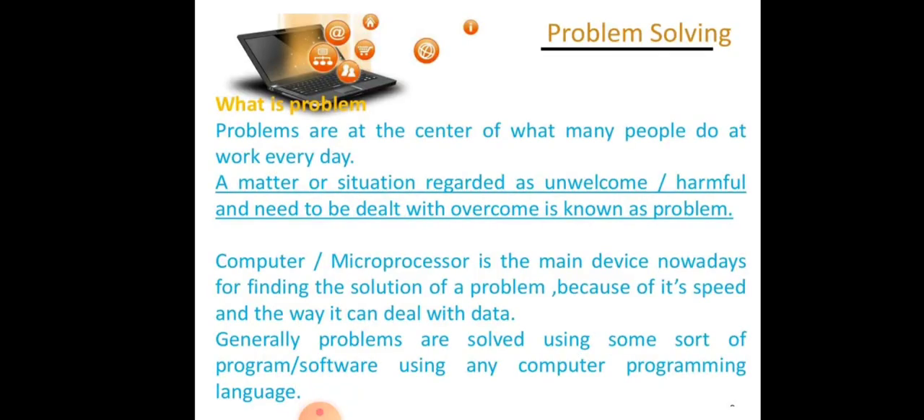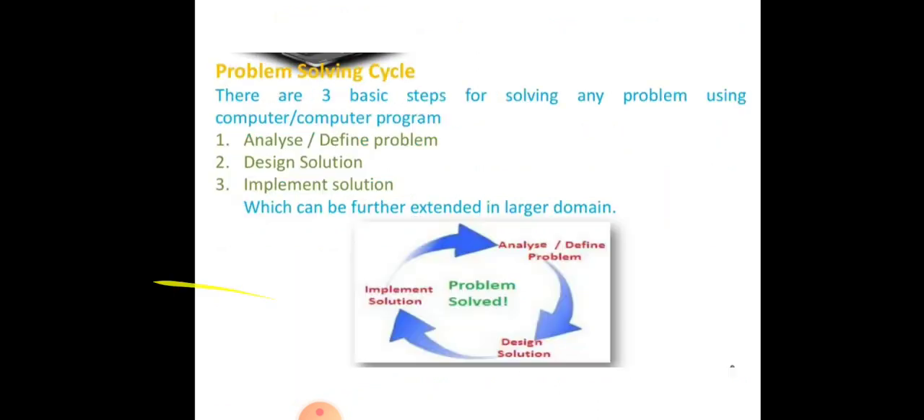What is a problem? A problem is a matter or situation regarded as harmful and needing to be dealt with or overcome. A computer or a microprocessor is the main device nowadays used for finding the solution of any problem because of its speed and the way it can deal with data. Generally, problems are solved using programs or software written in computer programming languages.